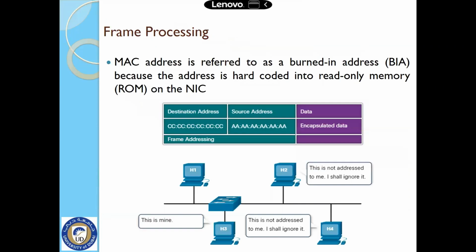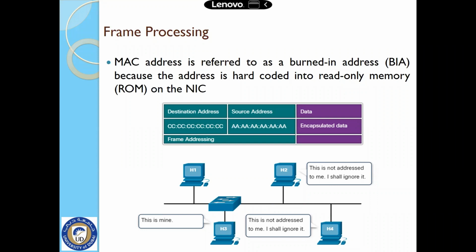All right, so frame processing. The MAC address is referred to as a burnt-in address. This address is stored in the read-only memory of the device, in the ROM on the network device, and it cannot be changed. So once the network interface card comes out of the manufacturer, it will have its own MAC address and it will never change. The MAC address is referred to as a burnt-in address because the address is hard-coded in the ROM.